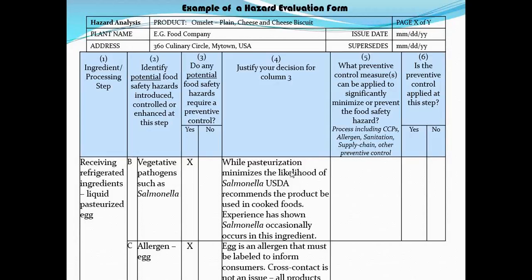And this is just an example, okay? While pasteurization minimizes the likelihood of salmonella, USDA recommends the product be used in cooked foods. Okay? Experience has shown salmonella occasionally occurs in this ingredient, and that's the reason why you are going to come up with preventive controls. Similarly, allergen, because egg is an allergen. And that must be labeled to inform consumers, because some consumers are sensitive to egg proteins. Okay, so that's why you have to come up with appropriate preventive control measures. That is in column 5, and you are saying here, yes, this requires preventive control.